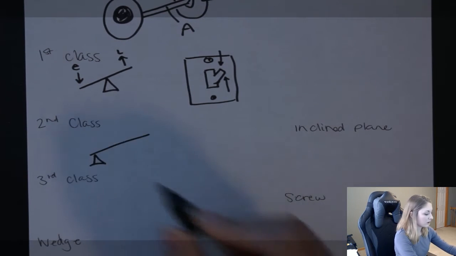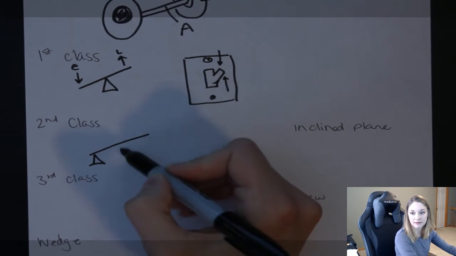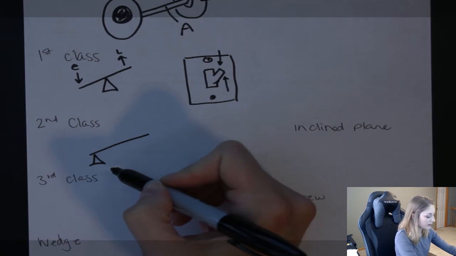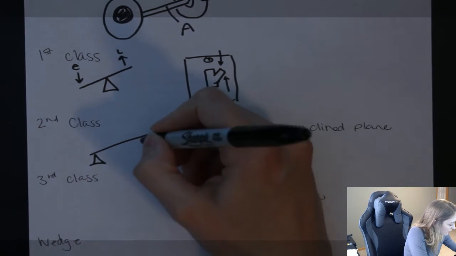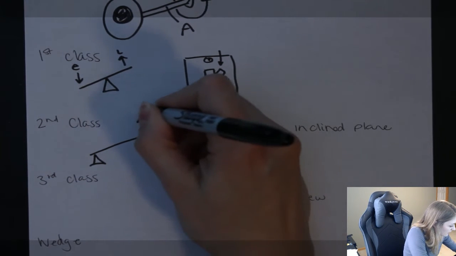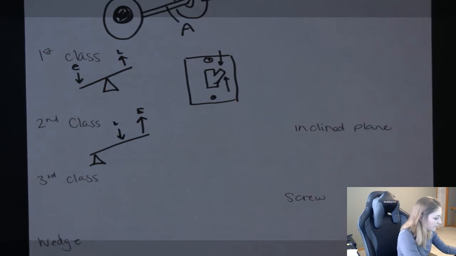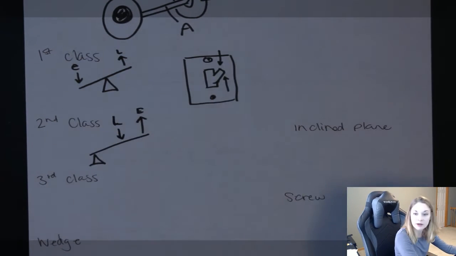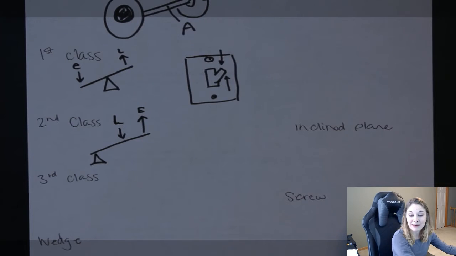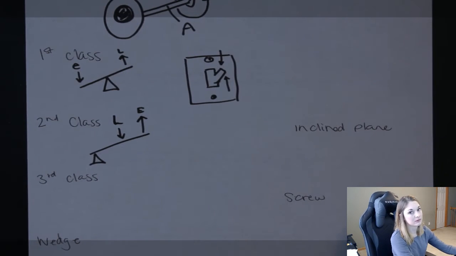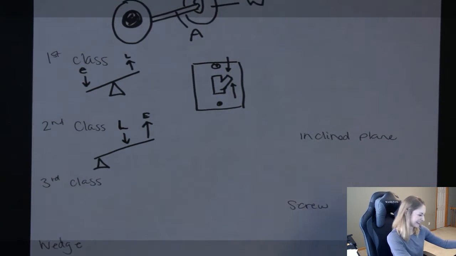So it's no longer in the center like our first class. It's been pushed over to the side. And here our effort is on the opposite end and our load is in the center. Get that larger there. And so an example of this, see how my drawing skills are. You guys know how good they are.